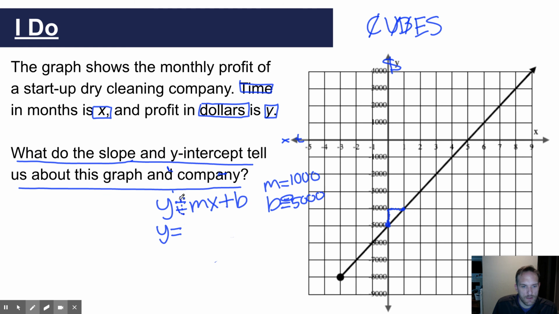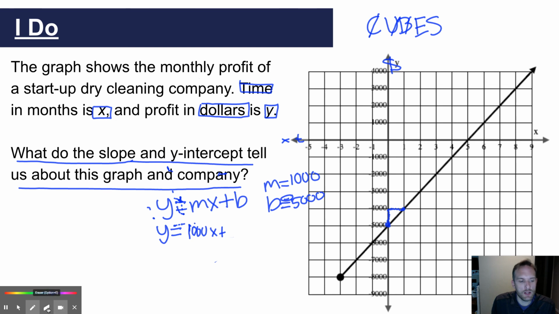All right, so again, right here, we're going to put 1,000 x plus, sorry, it wouldn't be plus, it would be minus because it's a negative. So minus 5,000. All right, so again, we have it. All right, so we have our 5,000 and we've done that.